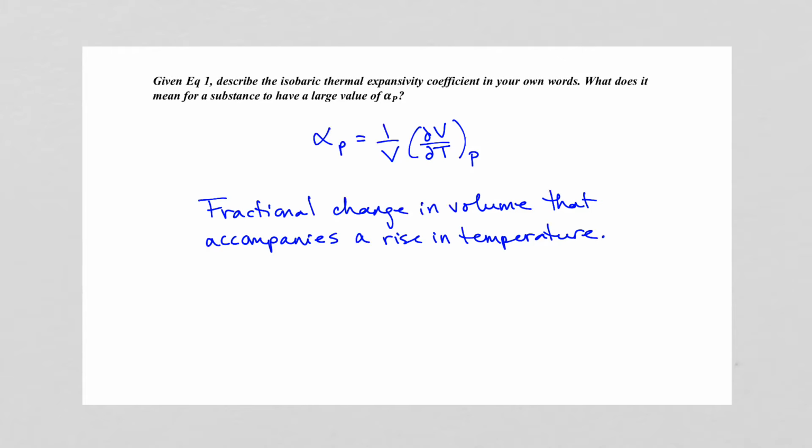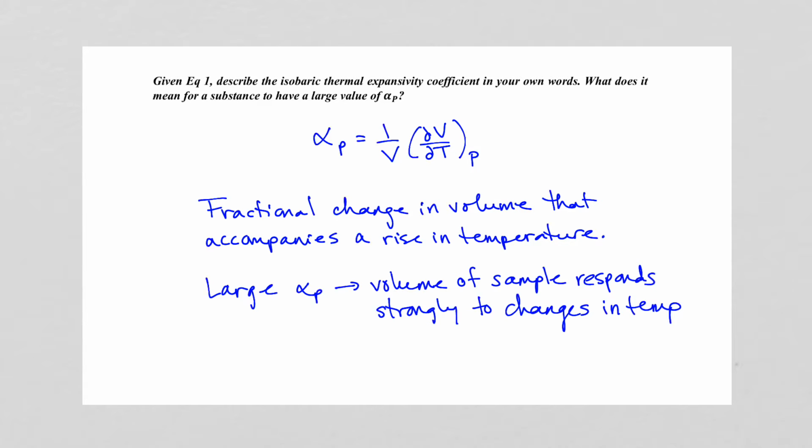Now, the other part of our question is asking us what it means for a substance to have a large value of alpha P. Just looking at our equation, we can see that if we have a large value of alpha P, that means that our substance must have a pretty strong response to a change in temperature. So a large alpha P means we're going to have a large change in volume with a rise in temperature. Okay, so we've summarized what kind of information this expression provides for us.